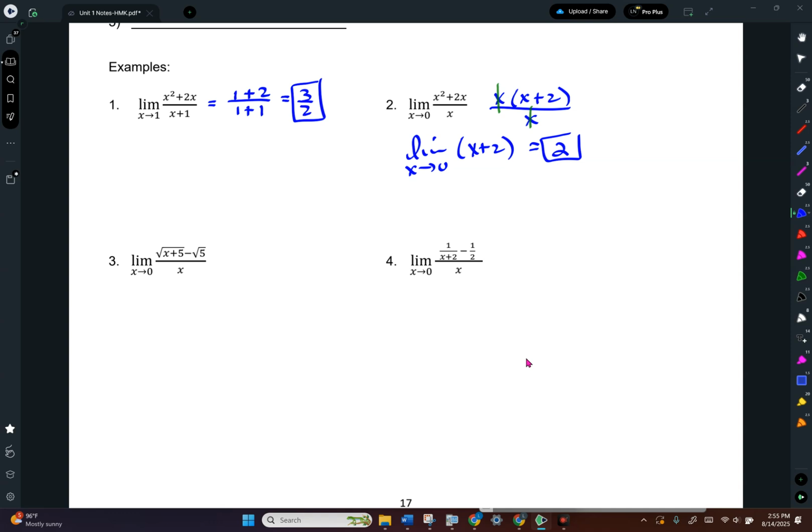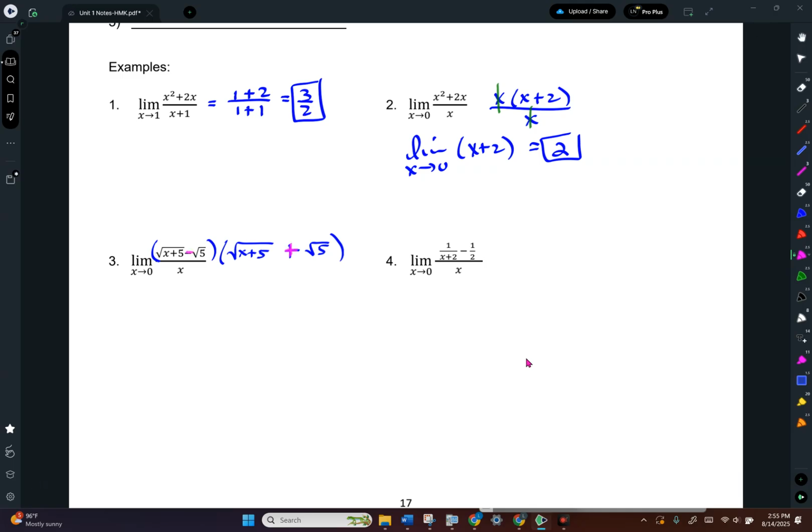Okay, so in order to rationalize this, I'm rationalizing the square roots that are in the numerator. Basically, I have to multiply the entire numerator by the conjugate, meaning I have to multiply it by the square root of x plus 5 plus the square root of 5. Notice the conjugate means you change this minus to a plus.